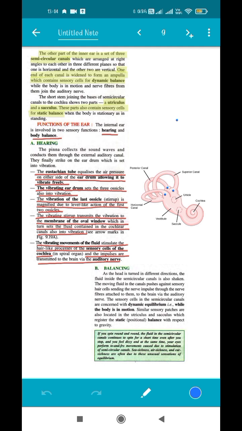Many times what happens when we keep on moving round and round continuously, we are not able to stand straight after some time. So why does this happen? Because when we are moving like that, the fluid in our ear is also rotating. So as soon as we stop, the fluid is not able to come to rest very soon, and as a result we are not able to maintain balance in the body. This is the major reason.